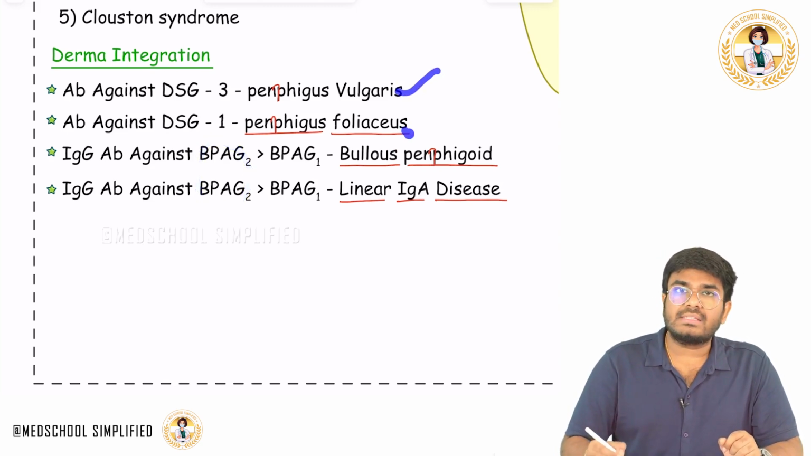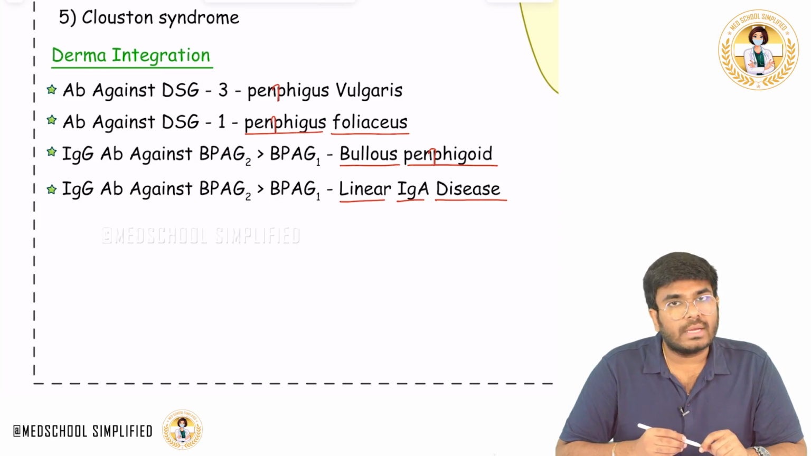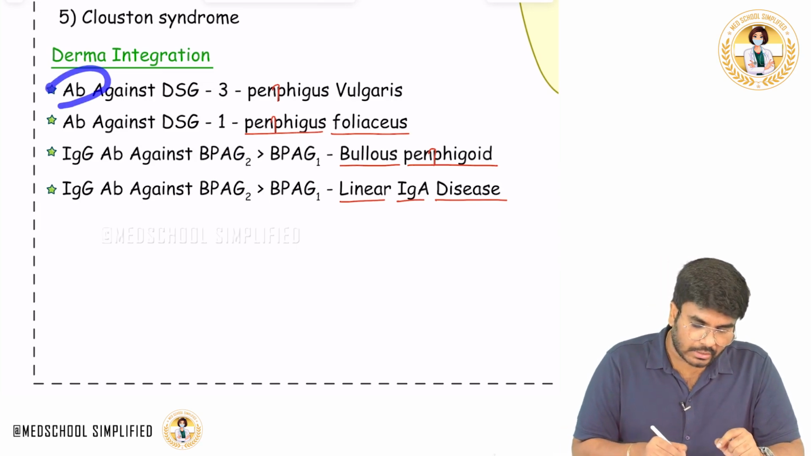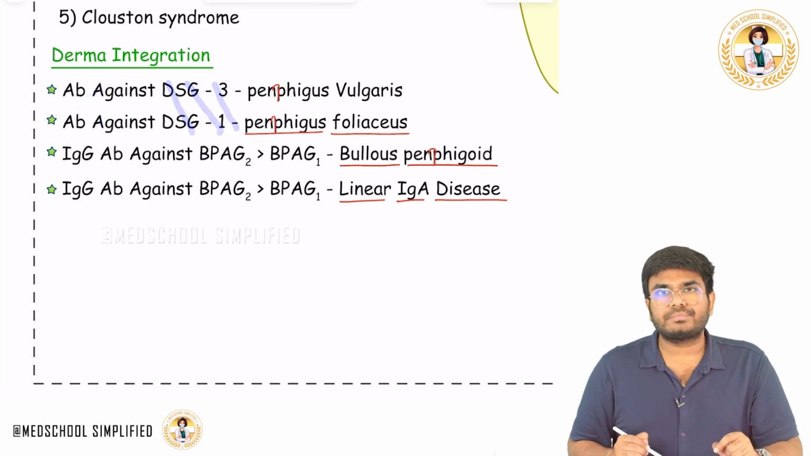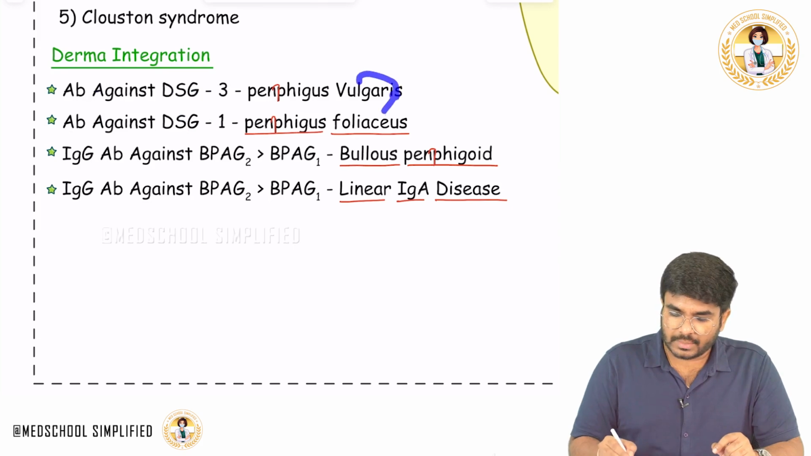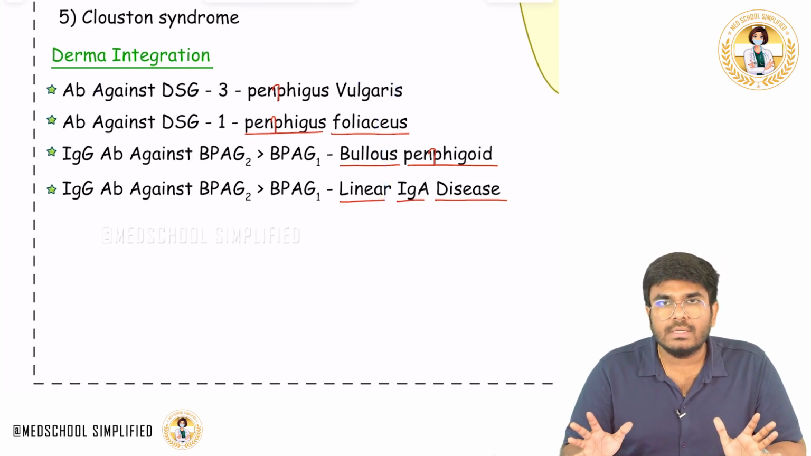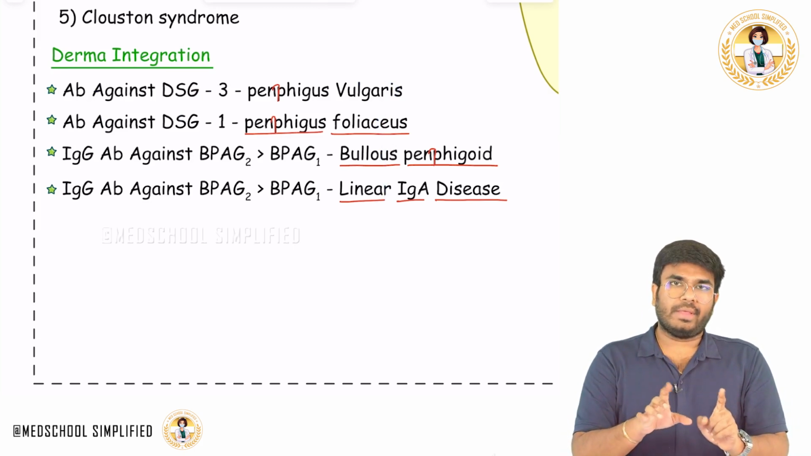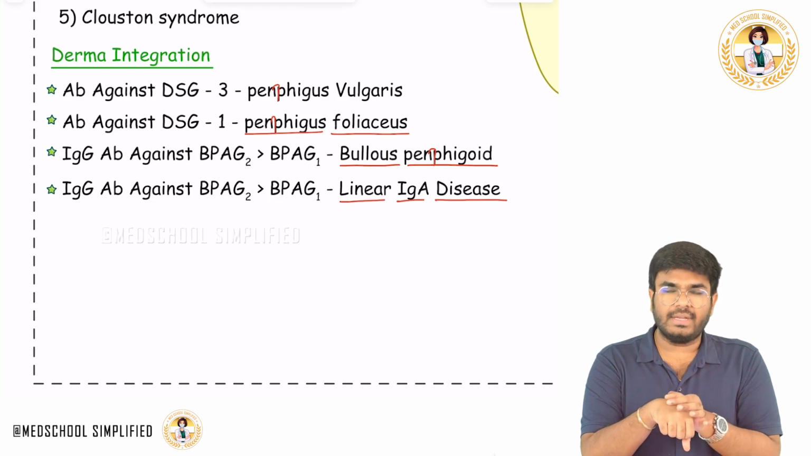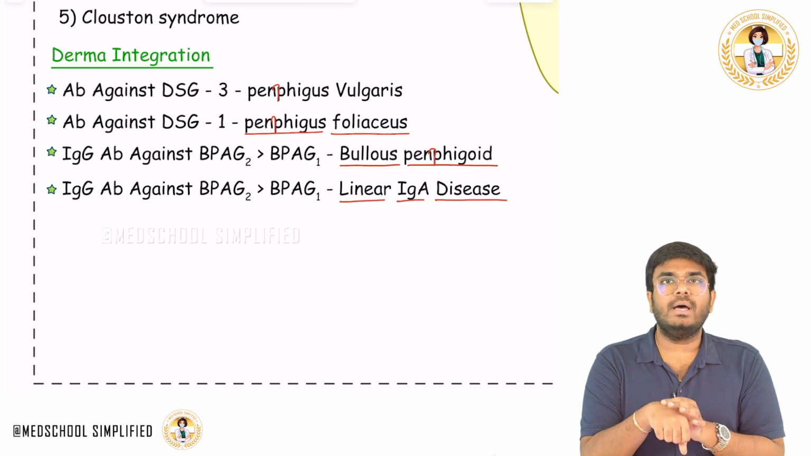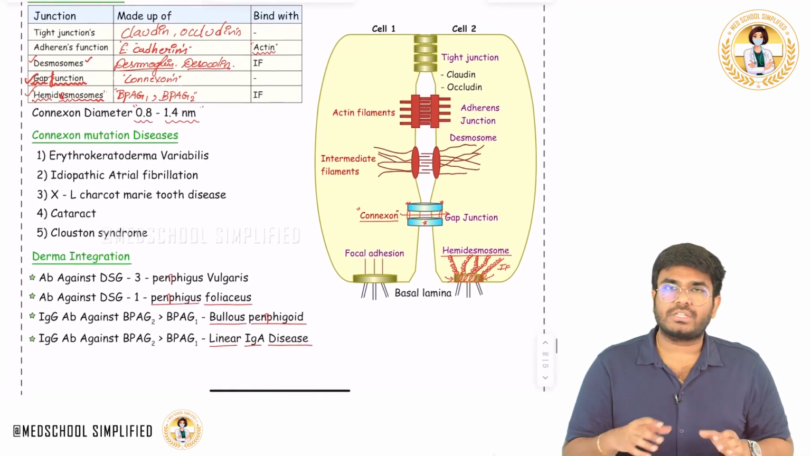In pemphigus vulgaris and pemphigus foliaceus, these are autoimmune conditions where autoantibodies are produced against the desmosomal proteins. So ultimately at the end of the day, all of them are going to cause the bulla. Okay, fluid-filled lesions called a bulla. Okay, so with this, the important topic for your exam, cellular junctions, is completed.